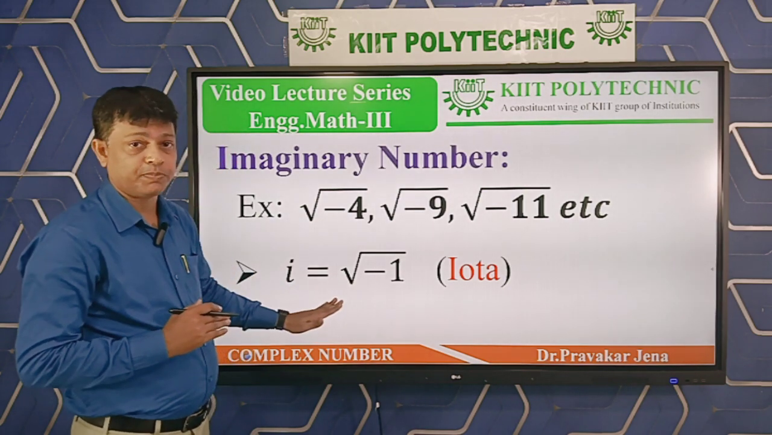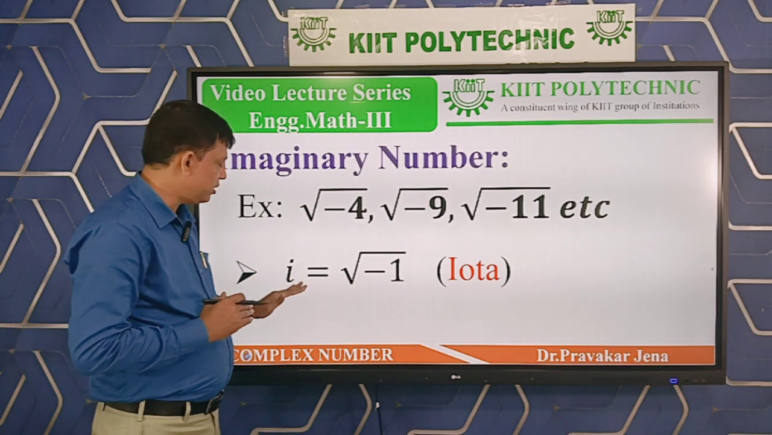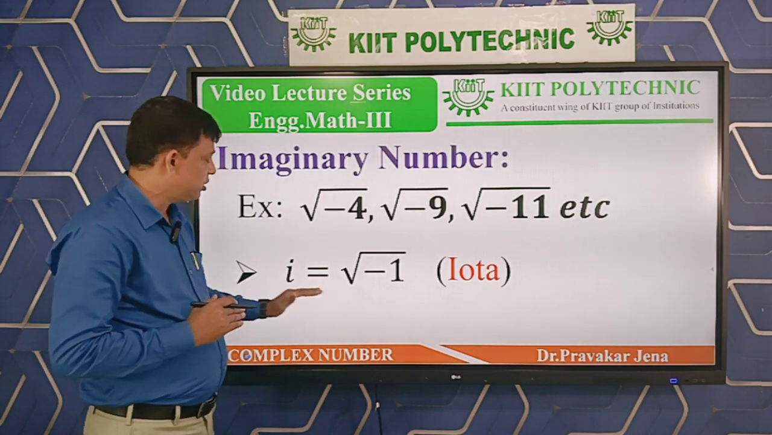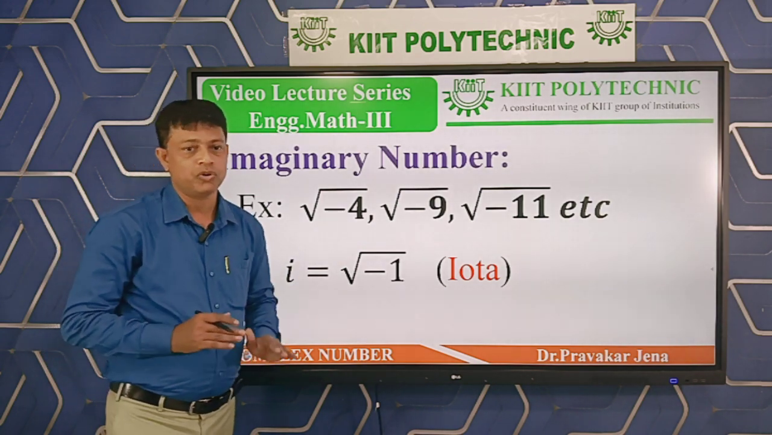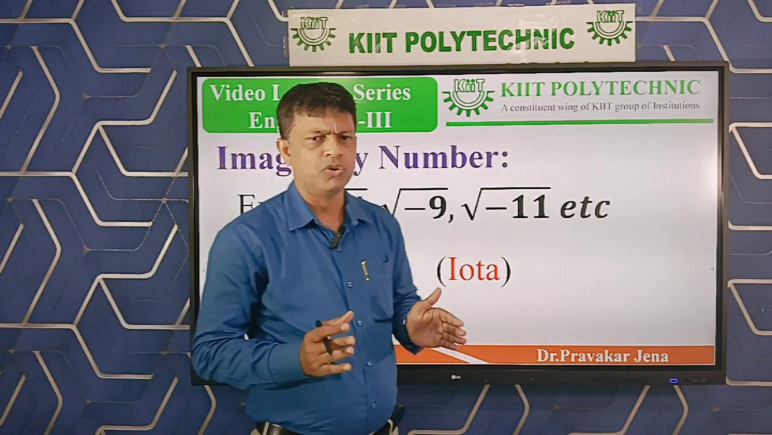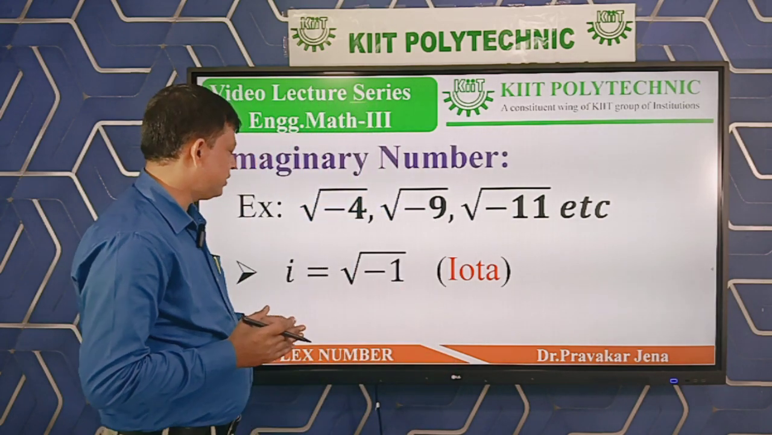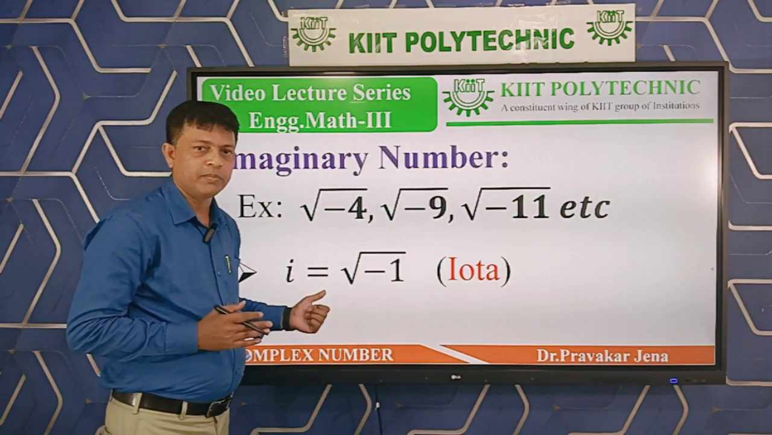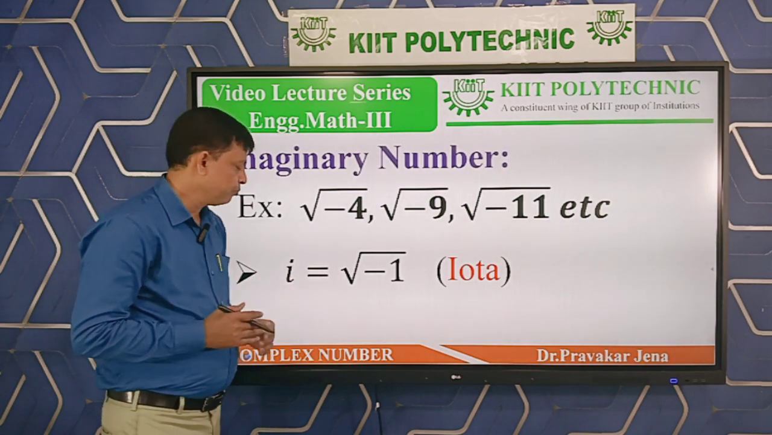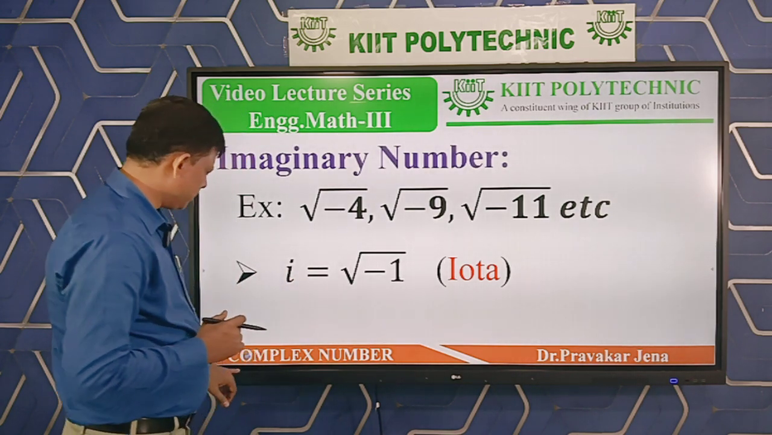You have to remember this part. This is very, very important. Not only at this level, but also in your future, we can always use i equal to root of -1. Anywhere root of -1 is present, we can say that this is an imaginary number and it is denoted by i.